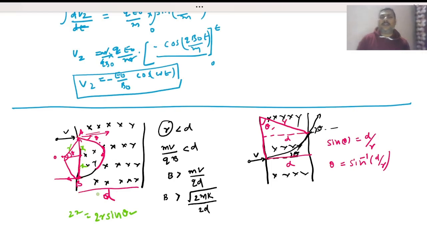In the case where the magnetic field is more than root over 2mK by qd, or B is more than mv by qd, the particle will not touch the other plane, and it will not emerge. Deviation will be there, this angle of deviation, where sin theta is d by r. The deviation angle is equal to the angle between the two normals drawn from the tangent positions, according to the circle law. So this is about deviation angles.